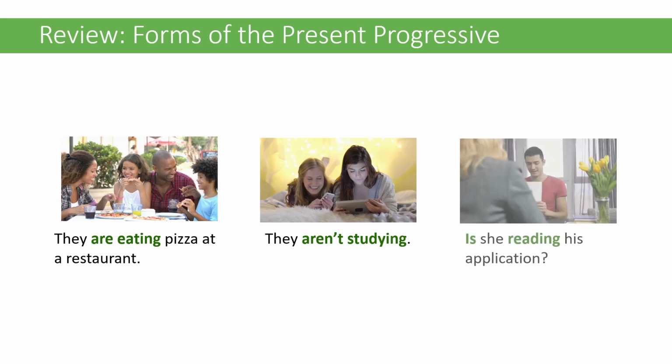So let's review. To form the present progressive statements, use am, is, or are plus a verb with the ing form. To form negative statements, add not between the verb be and the main verb ing. To make questions, start with am, is, or are, add the subject and the main verb with ing.